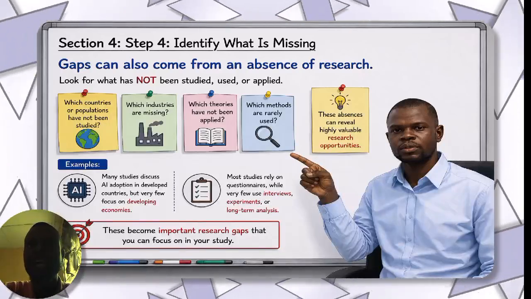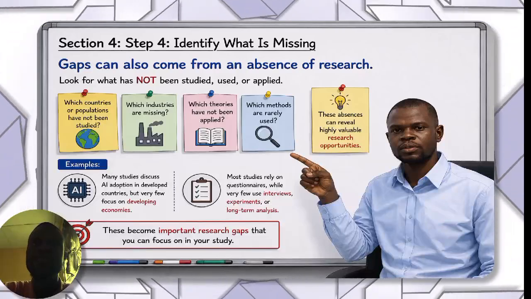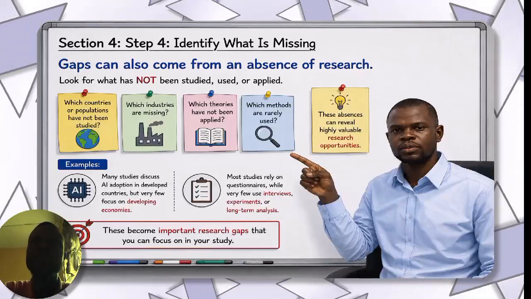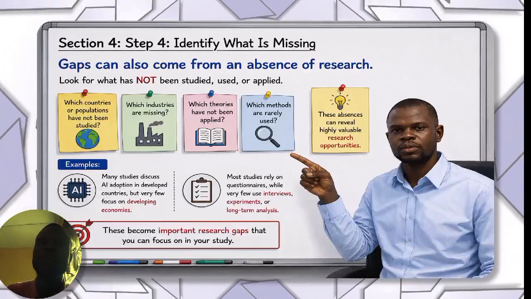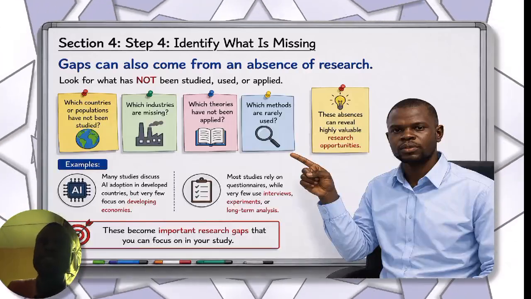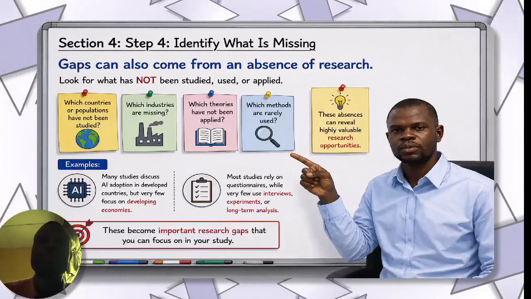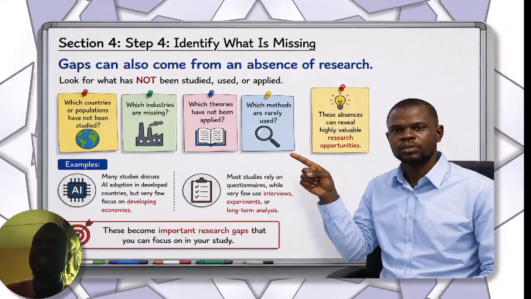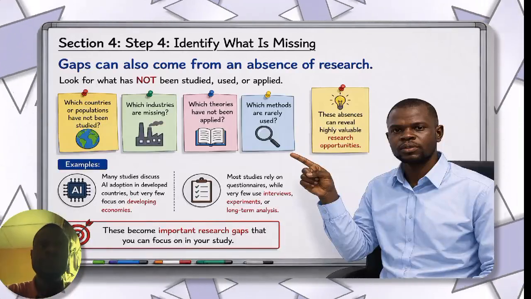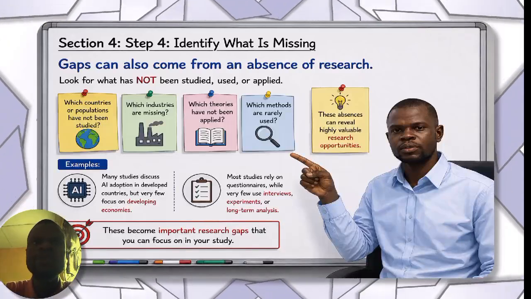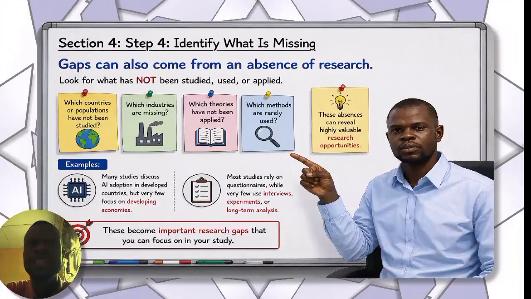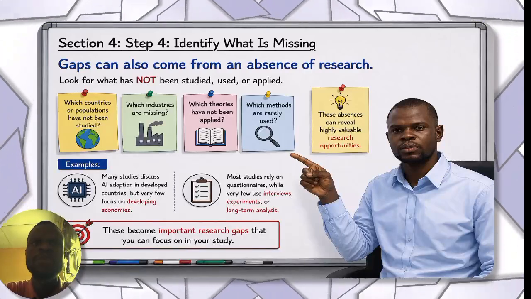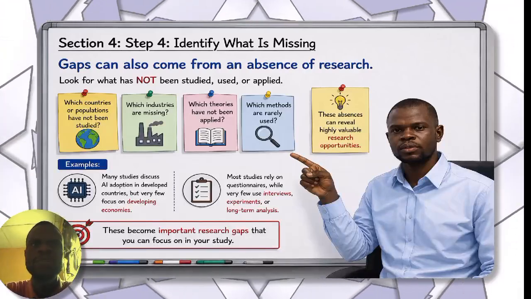Which industries are missing? Which theories have not been applied? Which methods are rarely used? This process can reveal highly valuable research opportunities. For example, many studies may discuss artificial intelligence adoption in developed countries, but very few studies may focus on developing economies.